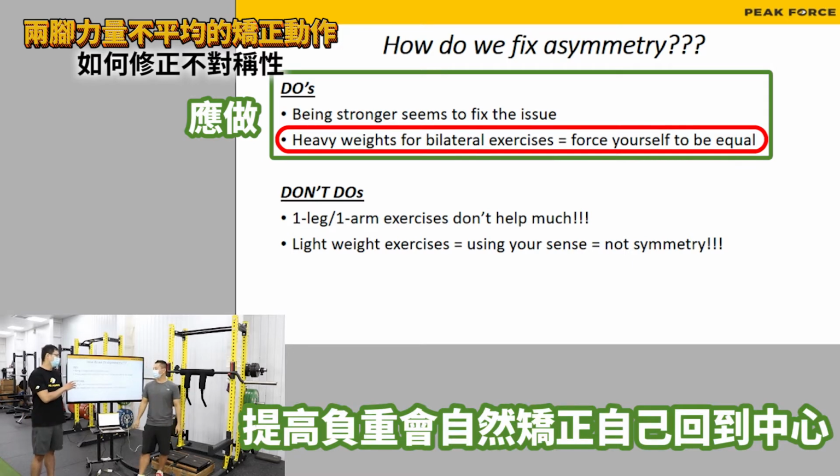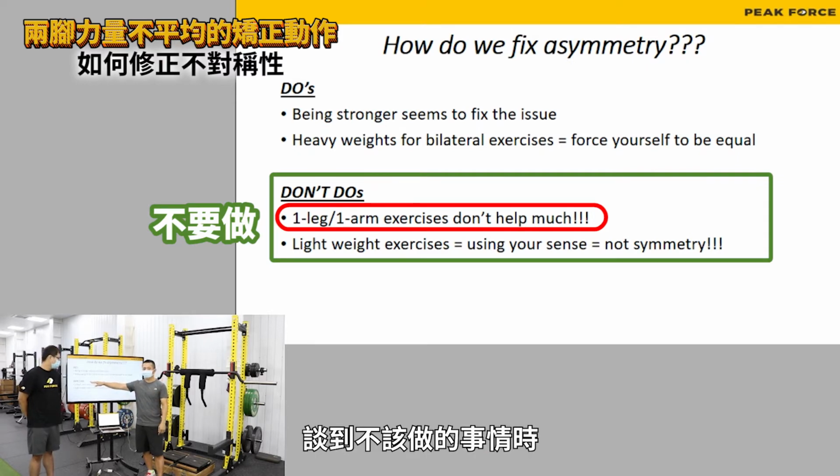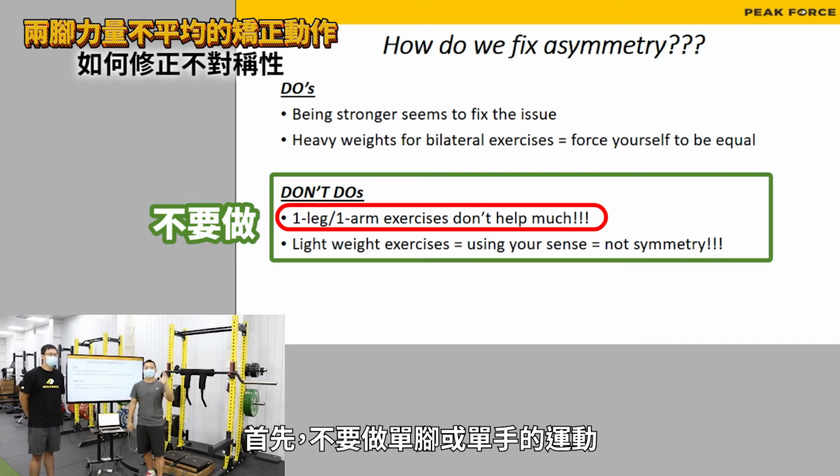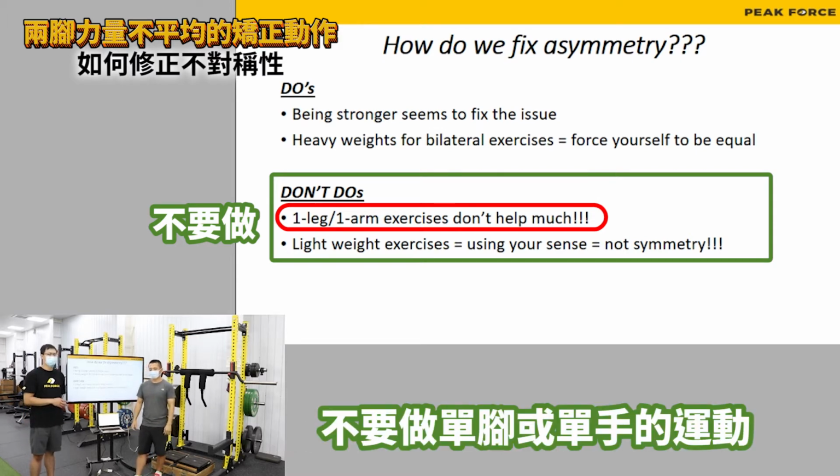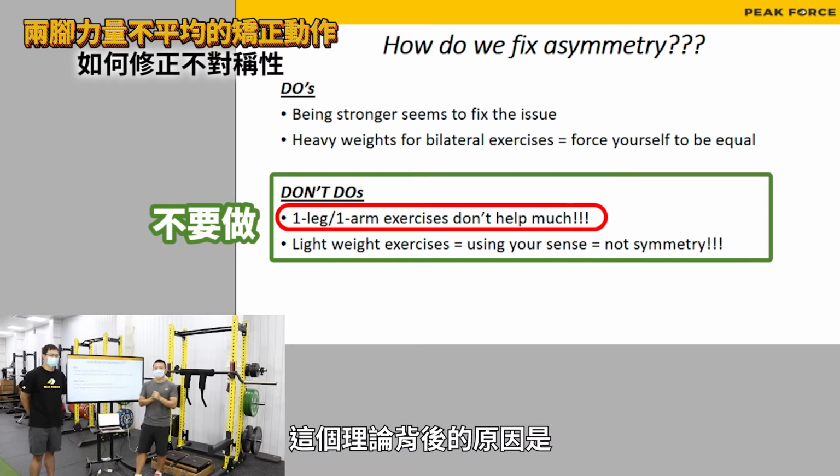And then another part, when you go to the don't do's, the first thing I mentioned is don't do single leg or single arm exercise, because this will not fix asymmetry issue.